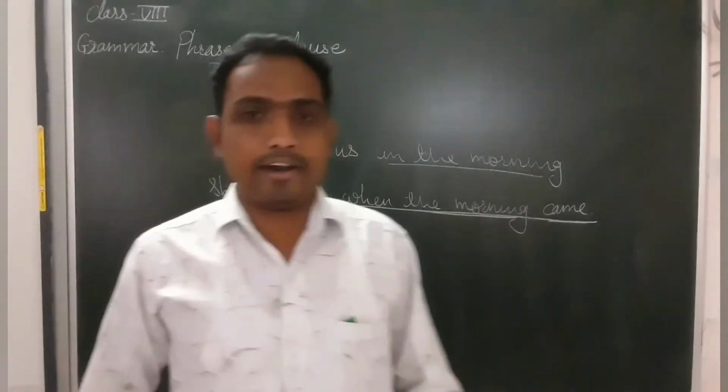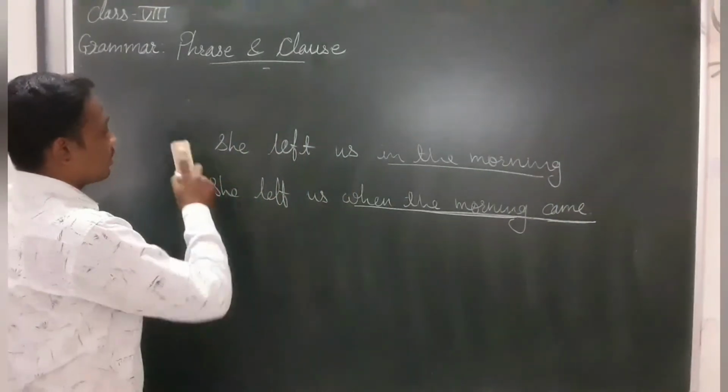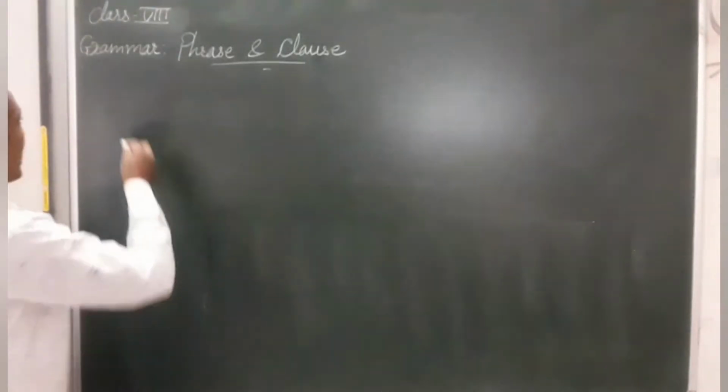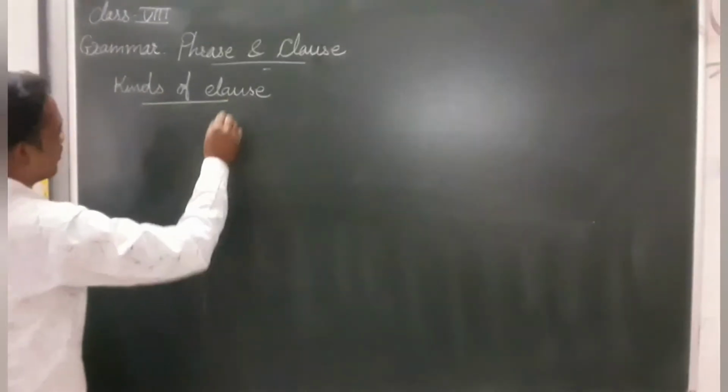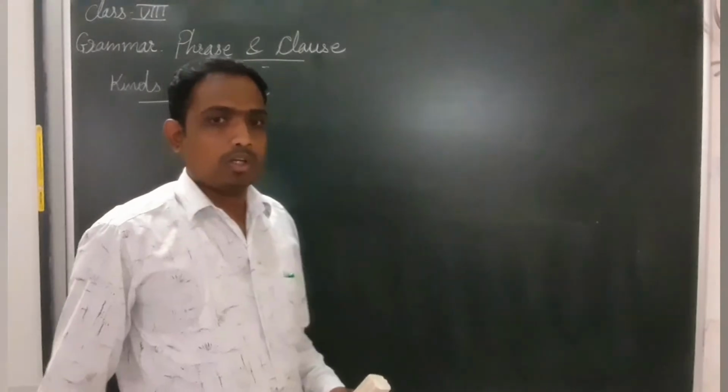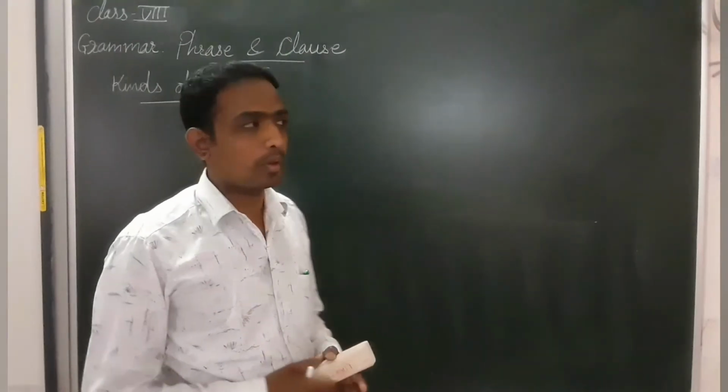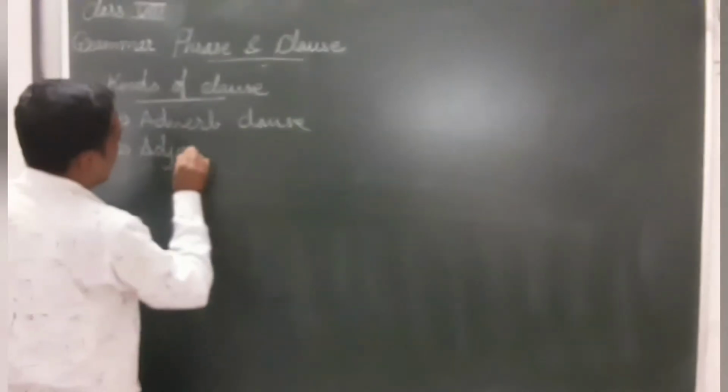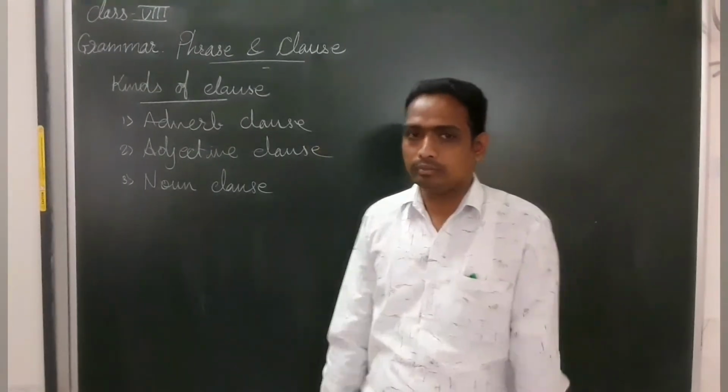Okay, now we will see kinds of clause. Which are the kinds of clause? First, adverb clause. Second, adjective clause. And third is noun clause. These are the three kinds of clause: adverb clause, adjective clause, and noun clause. Now we will understand them one by one.